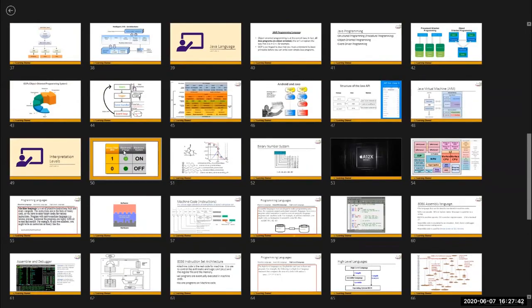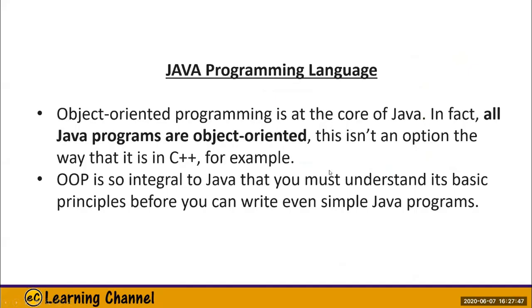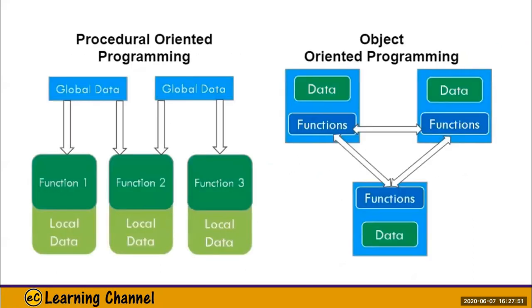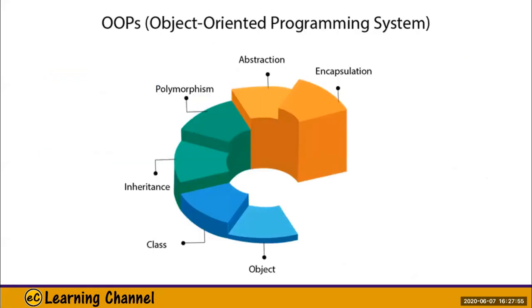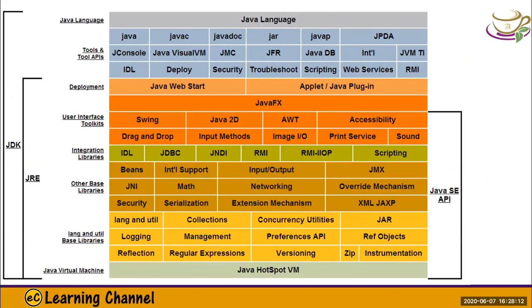So Java machine, Java language. I don't repeat it because you know it already, okay? So here, it is an object-oriented programming language. So you have encapsulation, abstraction, polymorphism, inheritance, class, and object. And you have event-driven programming. So Java also supports the graphic user interface.